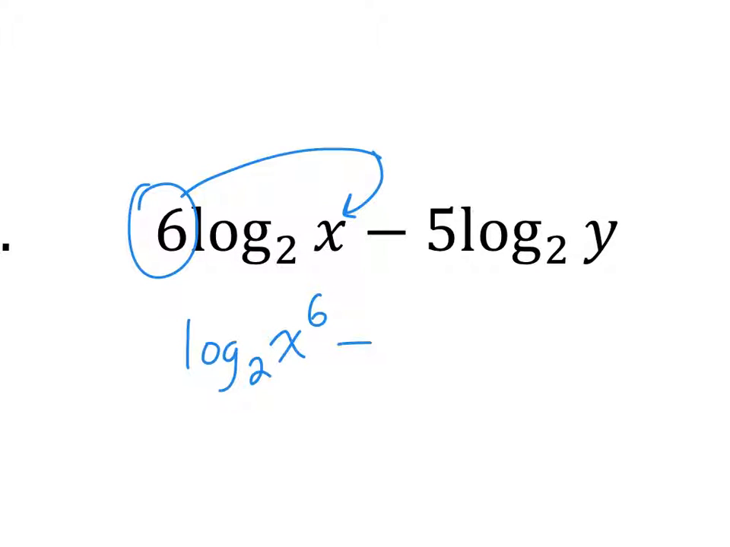All right, there's a 5 in front of that log. I have to move the 5 first. So what can I do with the 5?